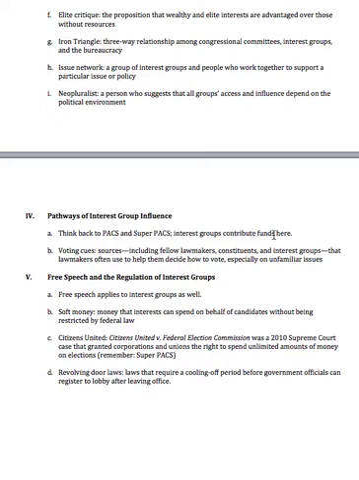Interest groups can contribute funds here. Voting cues: sources including fellow lawmakers, constituents, and interest groups that lawmakers often use to help them decide how to vote, and especially on unfamiliar issues. I've seen this on a micro level. I'm on a lot of committees here at SMC, and there's a lot of times we're talking about things that we're not 100% familiar with, or we're not 100% sure which way to vote.